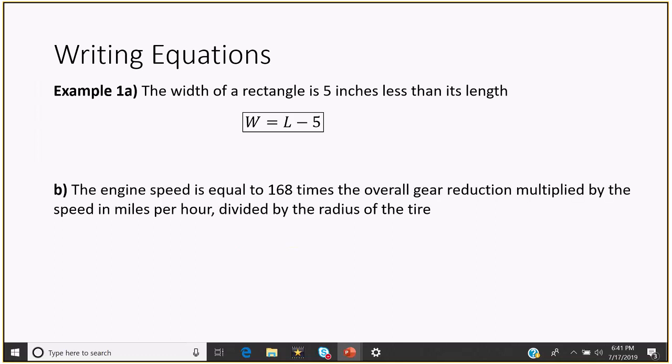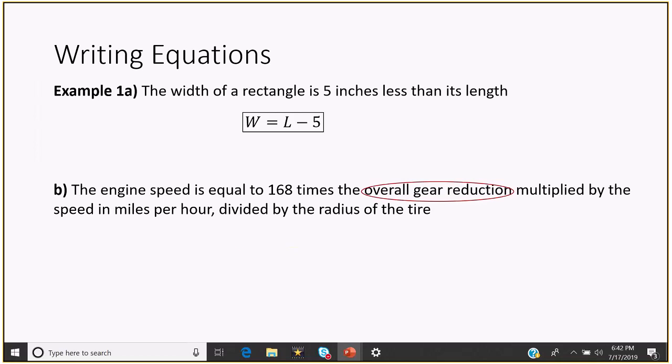So this one's a little bit more overwhelming, but we're going to try and identify that word that will break it up into two separate expressions. So the engine speed is equal to 168 times the overall gear ratio, gear reduction, multiplied by the speed in miles per hour, divided by the radius of the tire. So oddly enough, the equal sign comes up really quickly in this question. It's the fourth word. So I know my engine speed is going to be equal to all of these things I'm going to talk about in a bit.